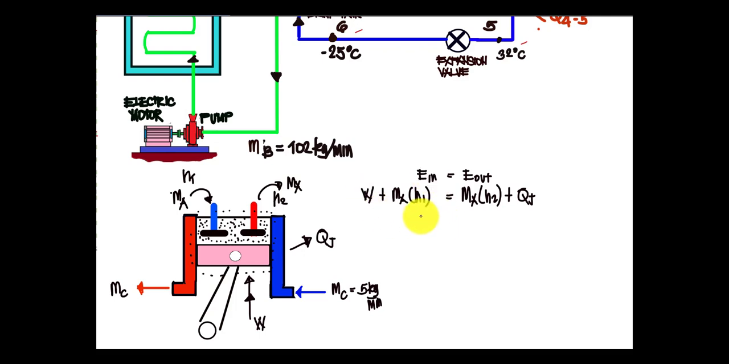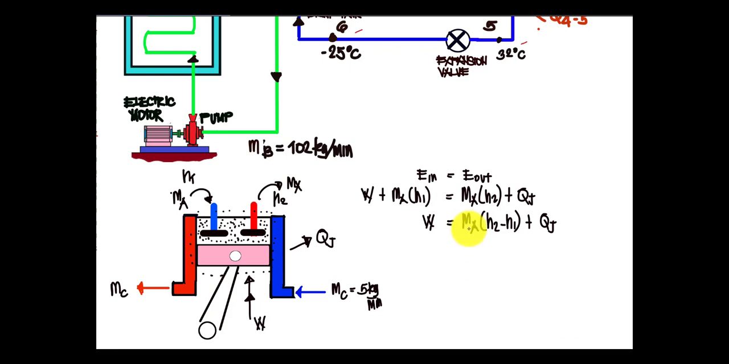In order to determine the work of the compressor, we can rewrite our energy balance in terms of the work of the compressor. So that will be the mass of your ammonia times the change in enthalpy from point 1 to point 2, then I'm gonna add here the heat being rejected by the jacket water.